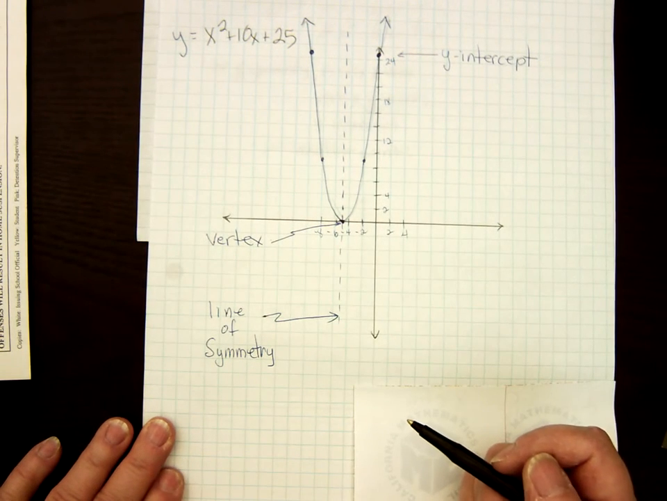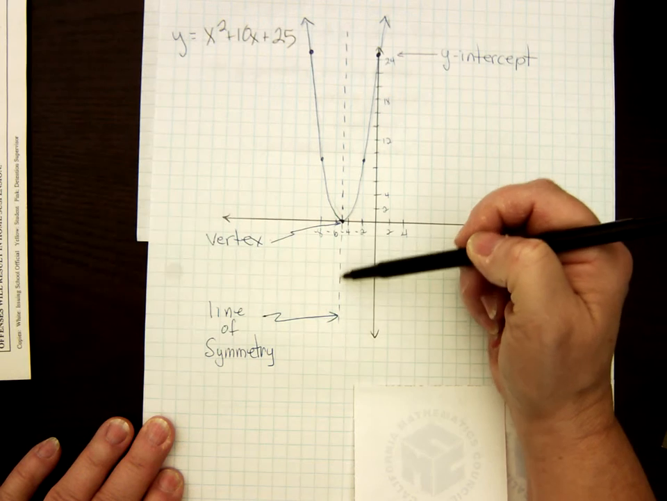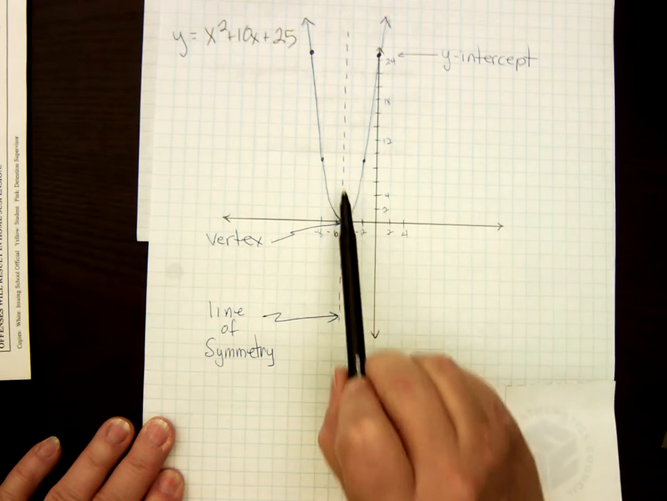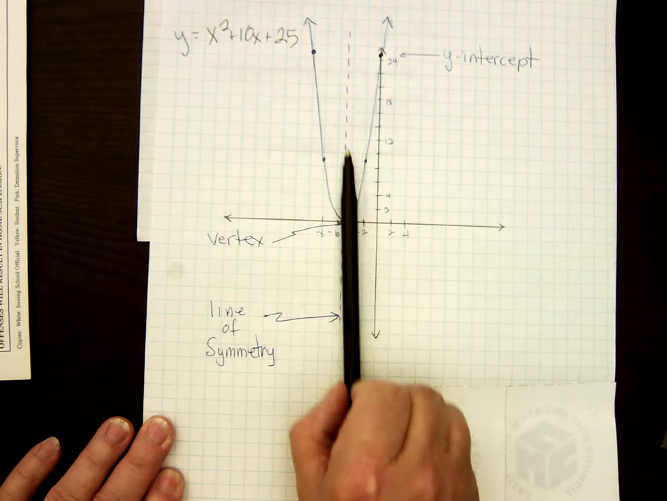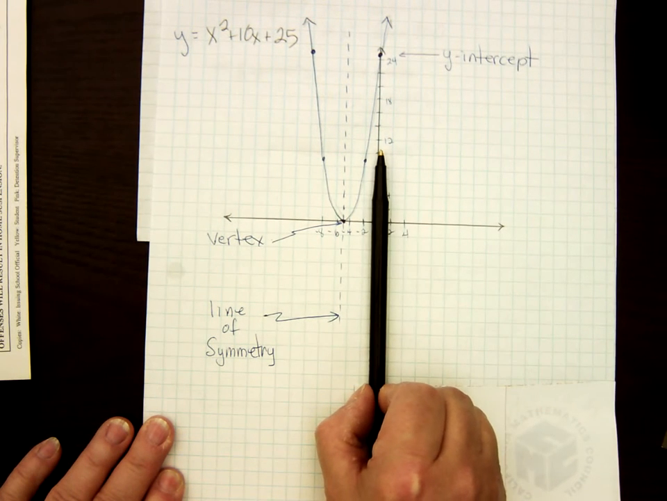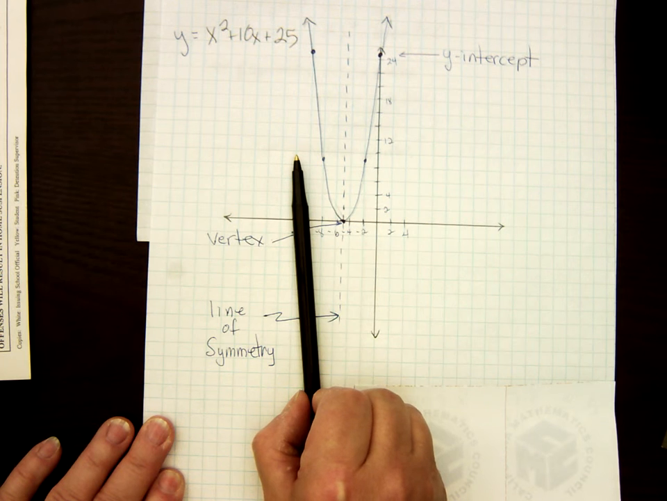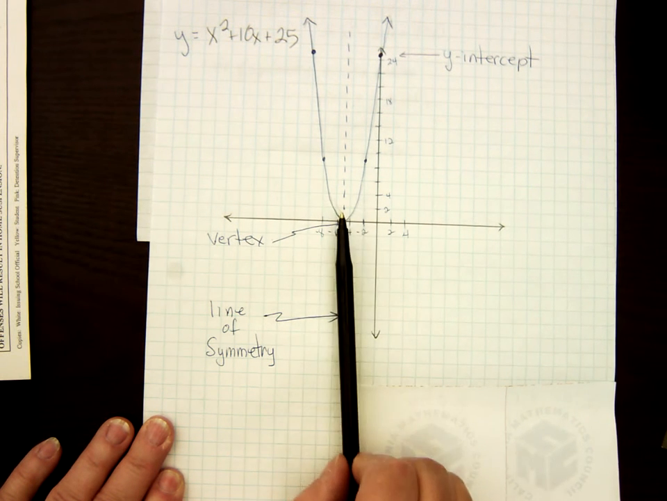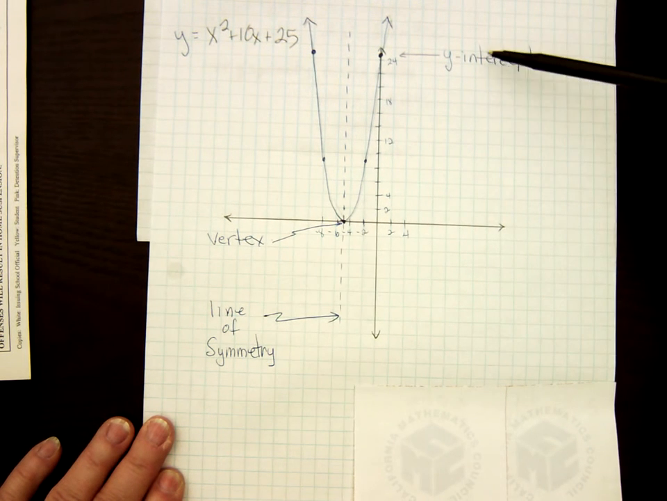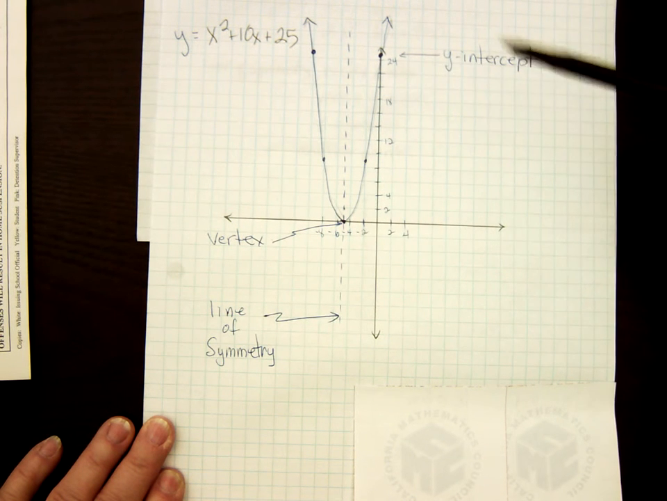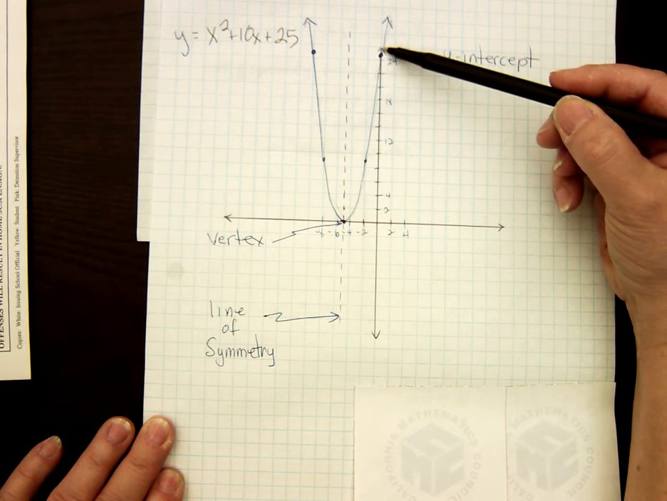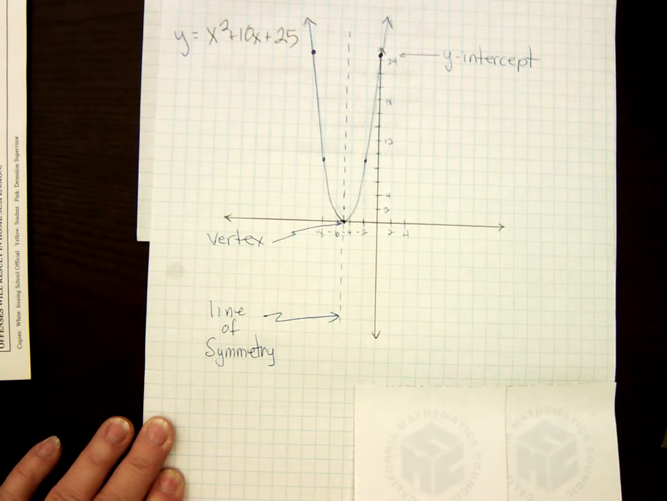Another point of interest is the line of symmetry. It is a line that goes through the vertex at the x coordinate, and everything on the right is the same distance away from the line of symmetry as everything on the left. So parabolas are symmetric. And the y-intercept. Remember, the y-intercept is the point where the graph crosses the y-axis, where the value of x is 0.